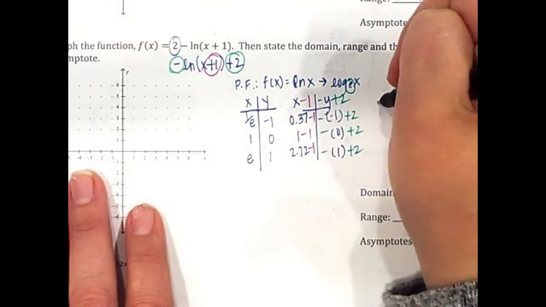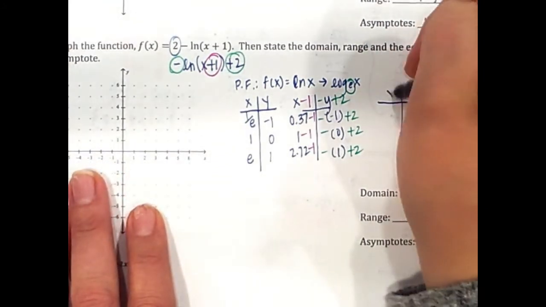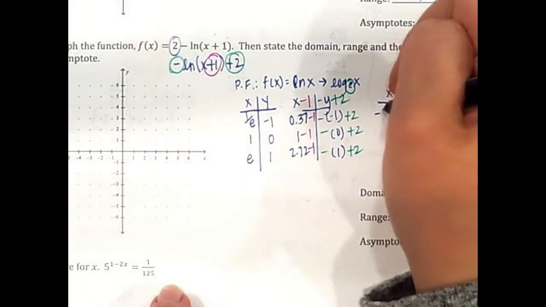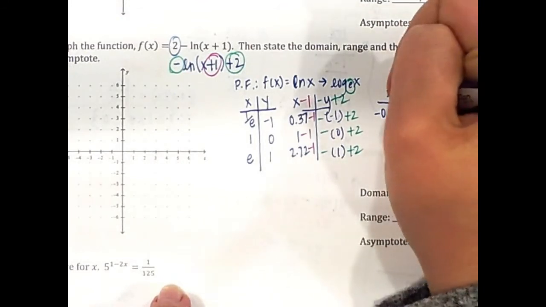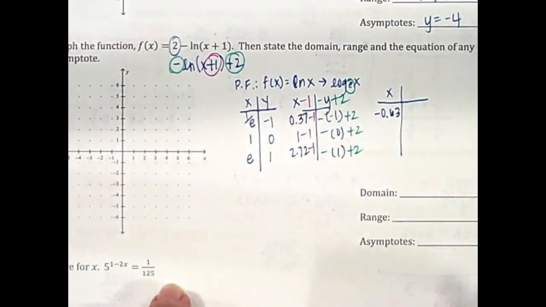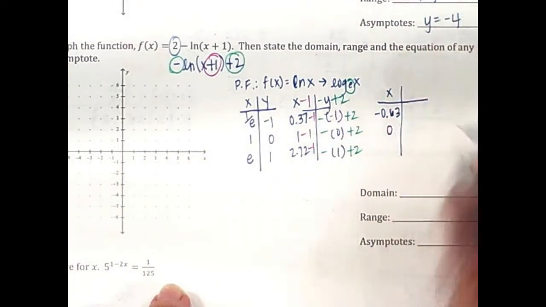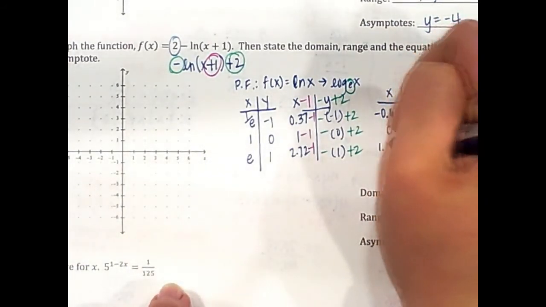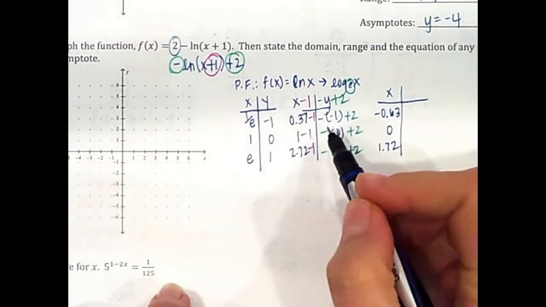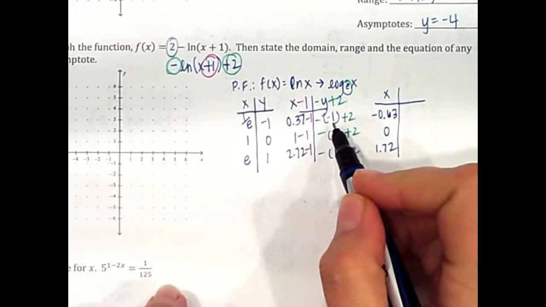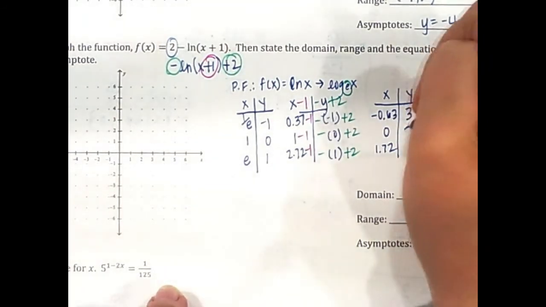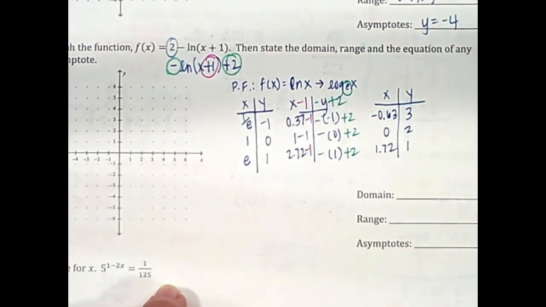Okay, so our final table, 0.37 minus 1 is just -0.63. 1 minus 1 is 0. And 2.72 minus 1 is 1.72. Okay, so then -1 times -1 is +1 plus 2 is 3, 2, and 1.